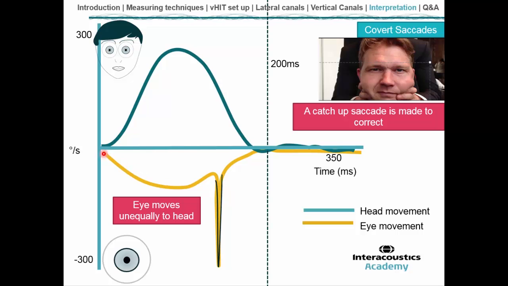So we're looking firstly for the eye to move unequally to the head being moved. Then secondly, we're looking for a corrective movement back so that the eye can focus on the target again. If it happens after the head has stopped moving, we call this an overt saccade. If it happens during the head movement, we call it the covert saccade.